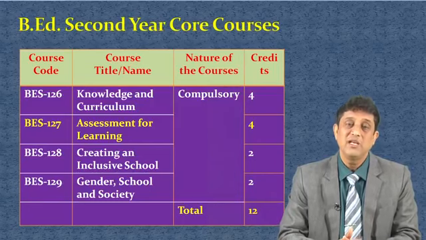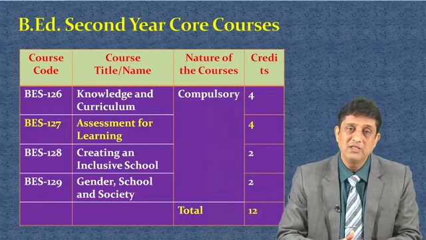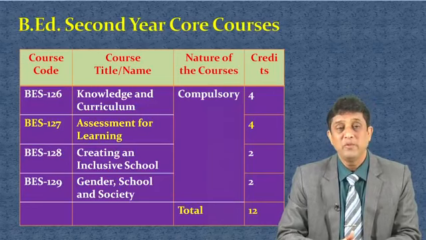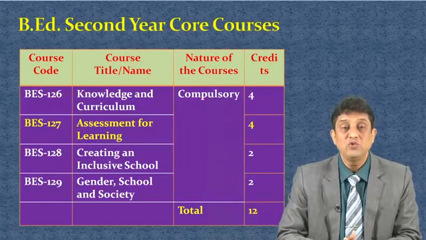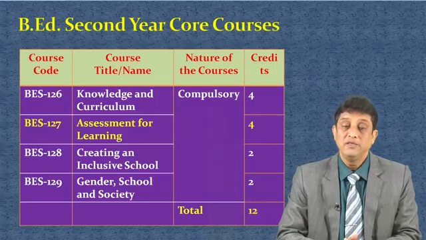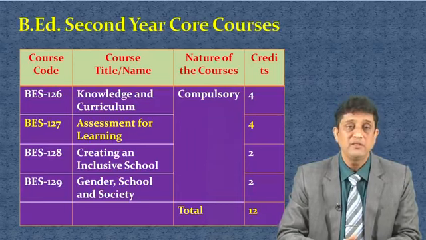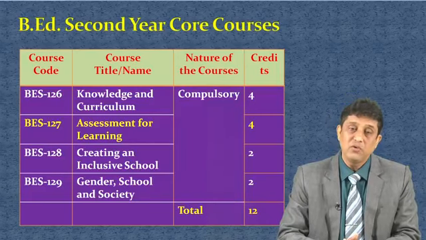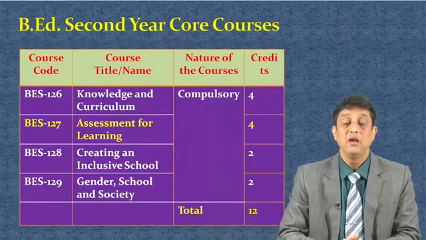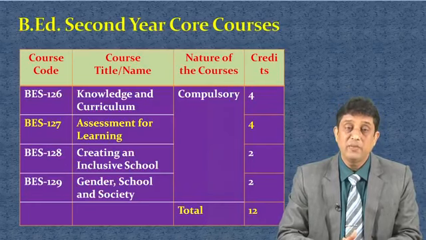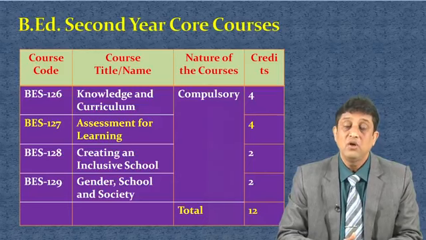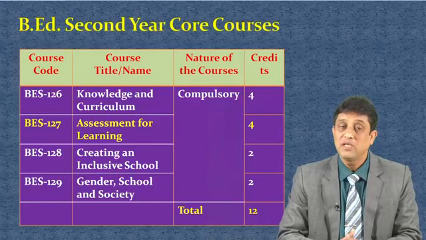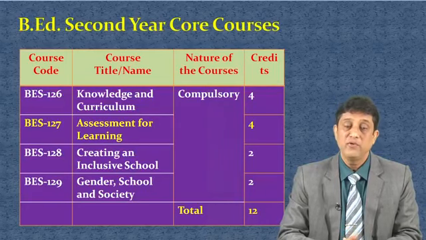These are compulsory courses in the second year of this B.Ed program. BES-126 Knowledge and Curriculum is a beautiful course of 4 credit weightage. Then BES-127 Assessment for Learning is also a very good course, as per the new pedagogical approach of assessment to practice in schools for transacting the school curriculum. You will find that this course is designed very well. This is a 4 credit course.